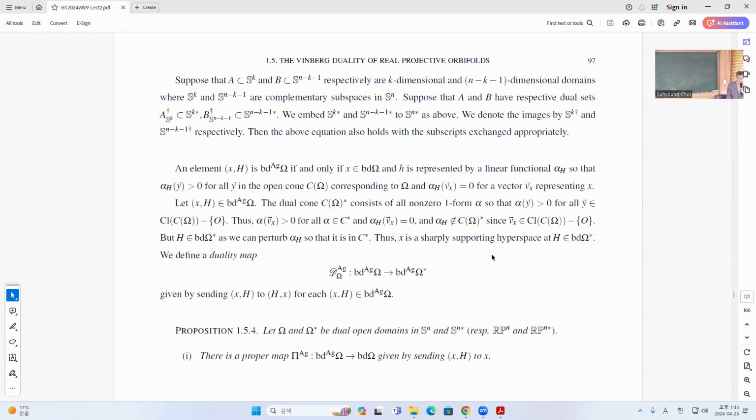Okay, and so the duality will actually extend to this augmented boundary as well. If you have any xh, then you can send it to hx by reversing, because h will now be the boundary point. If these are supporting, then this is actually a one-to-one map. The duality doesn't extend to the boundary as a one-to-one map, but this happens to be true.